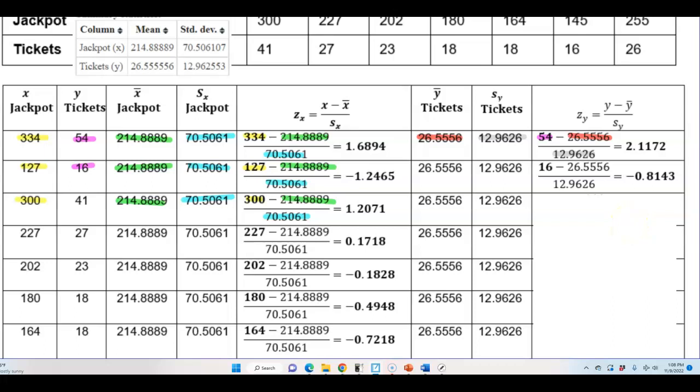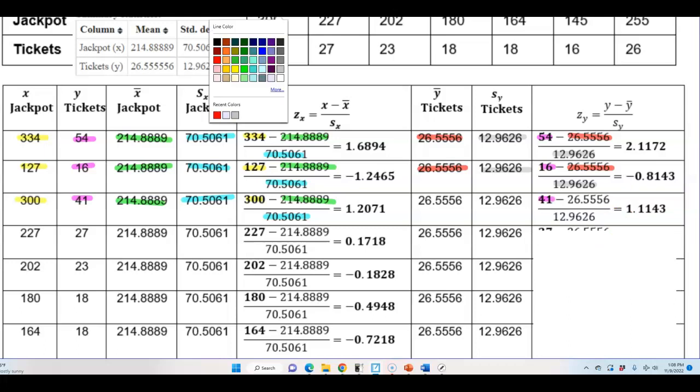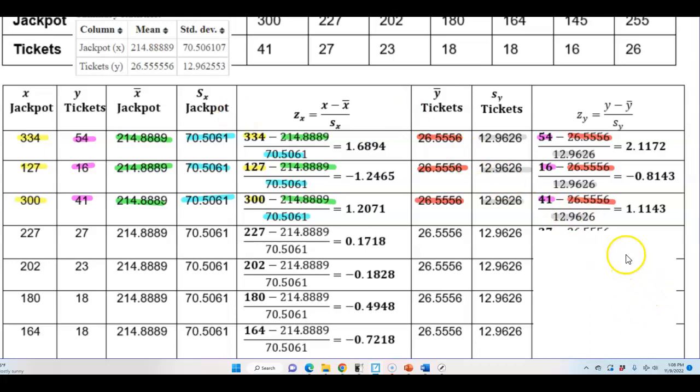Again, we're going to take the y value of 16, and then we're going to subtract the mean of the y values, and then divide it by the standard deviation. And again, we get negative 0.8143. Let's do one more there. Again, we're going to take the y value of 41 and then subtract the mean of the y values, which is 26.5556, and then divide that by the standard deviation of the y values to get 1.1143.